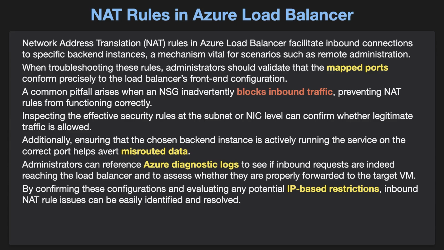A common pitfall arises when an NSG inadvertently blocks inbound traffic, preventing NAT rules from functioning correctly. Inspecting the effective security rules at the subnet or NIC level can confirm whether legitimate traffic is allowed. Additionally, ensuring that the chosen backend instance is actively running the service on the correct port helps avert misrouted data.